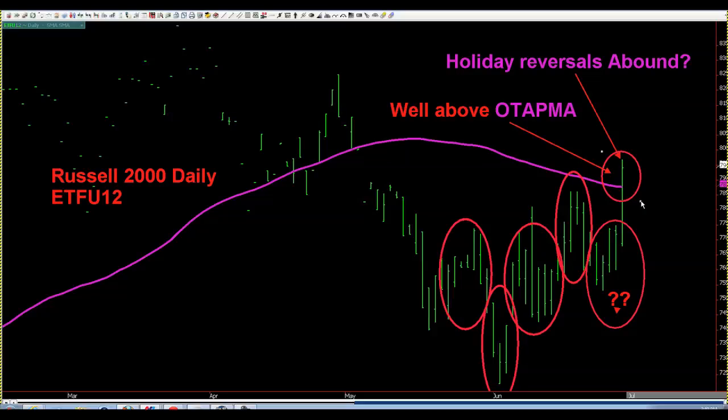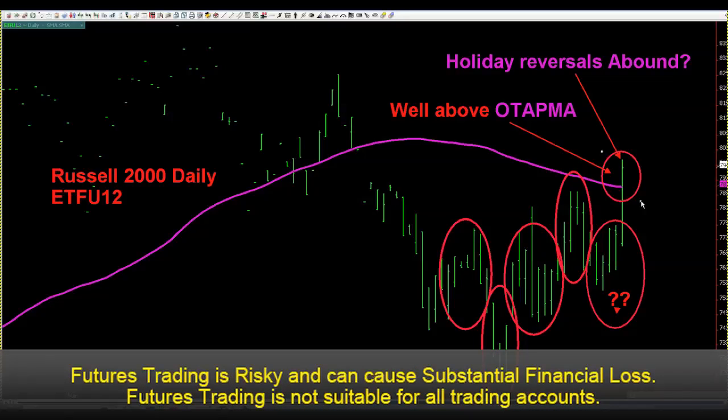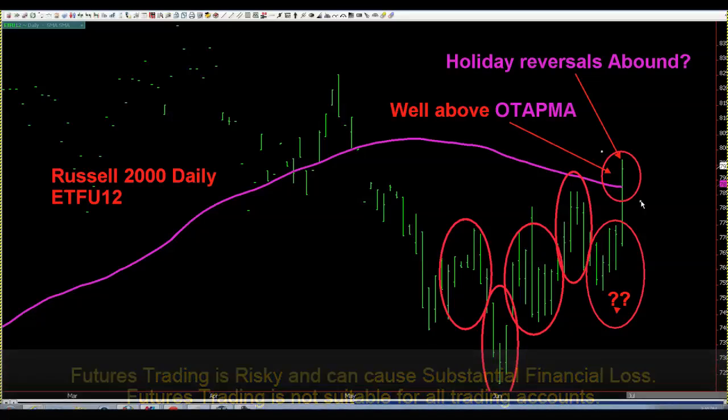We did have stops in. Thank the Lord for stops. Thank the Lord that we know futures trading is extremely risky and can cause substantial financial loss. If you do not use stops, I assure you your account will be empty like that. If you do not recognize the risks behind trading, and if you do not realize that trading is not suitable for all trading accounts, you really shouldn't be in this game.